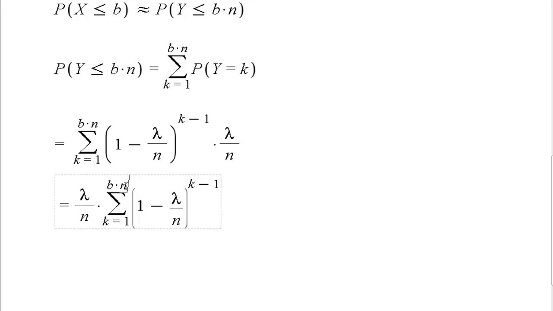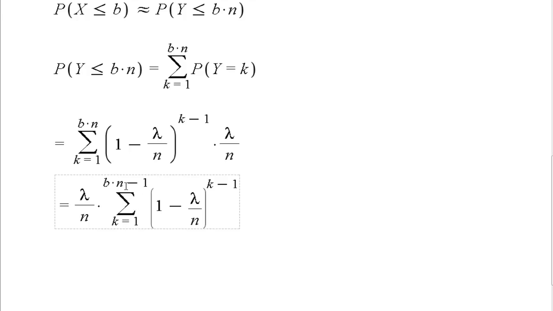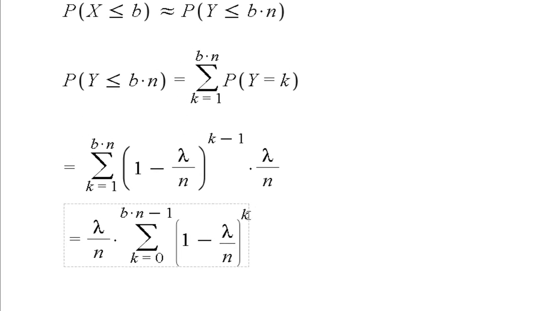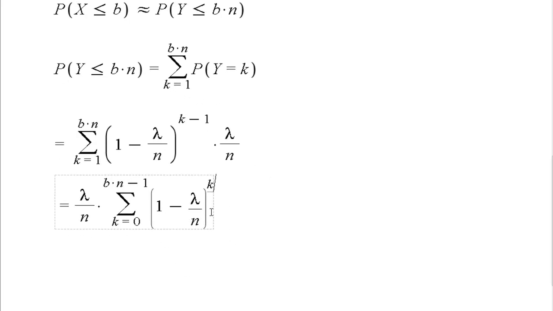What I'm going to do is re-index this so that my k goes from 0 to b times n minus 1, and then this power is just k. What I've done is I've taken that minus 1 and put it in these indices here. And that will allow me to apply a commonly used formula for a finite geometric sum. Let me remind you of that formula. I bet you've seen it before, but it might have been a while.